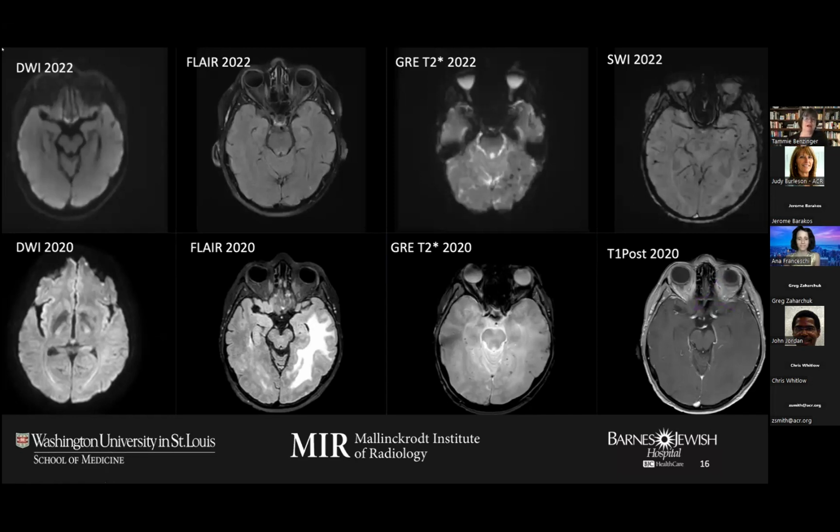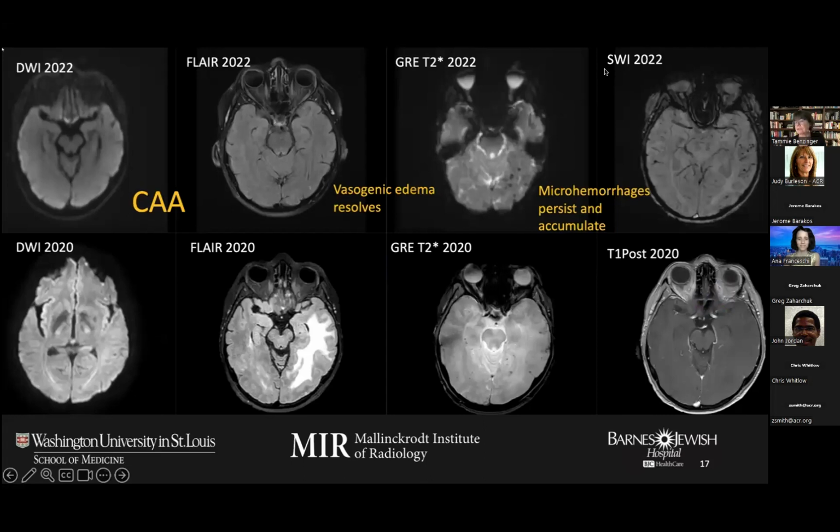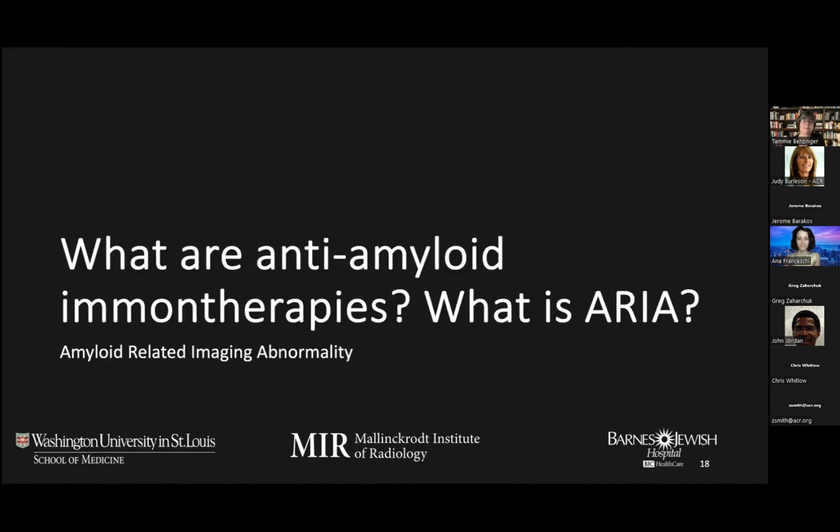And what you can see is when she comes back for follow-up, we have resolution of the findings on FLAIR, but persistence and even additional accumulation of microhemorrhages that can come up. And you can assess for these using a gradient echo T2 star or using SWI, or SWAN, which is a little bit more sensitive in 3D sequence, but not available on all scanners. And what you'll see in the slides I present is at our institution, we will run both of these side by side to give us the best advantage for comparison across scanners and vendors.